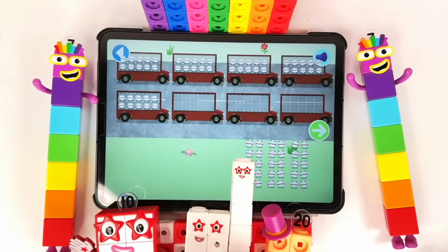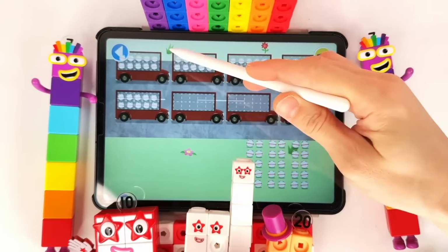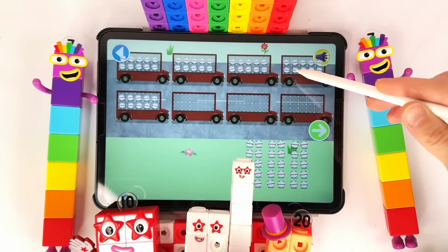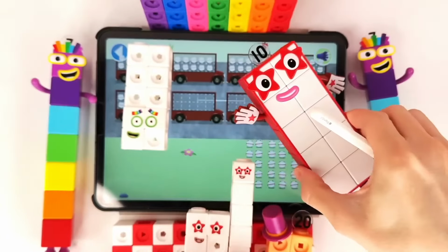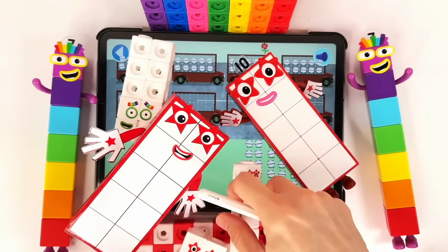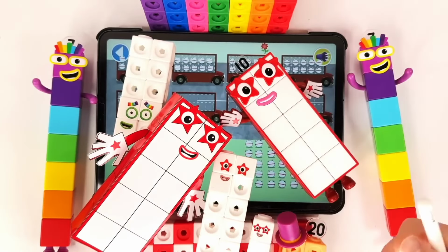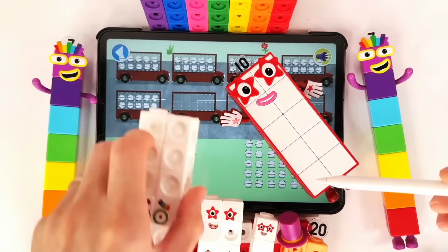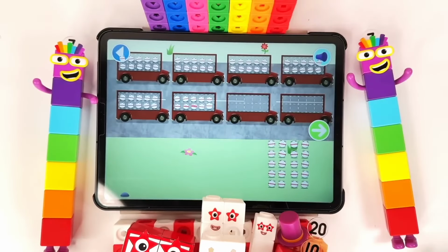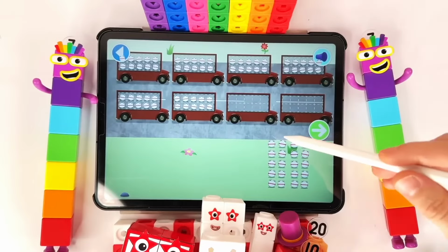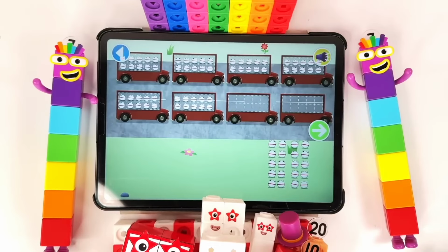This number block is 50. Tap the green arrow when you've counted the right number of number blobs. Plus 10 plus 10 plus 10 equals 50. Count the number blobs into the buses in tens. 10 again, and 10 again, and 10 again, and 10 again equals 50. 50 number blocks. And now we find the next number.